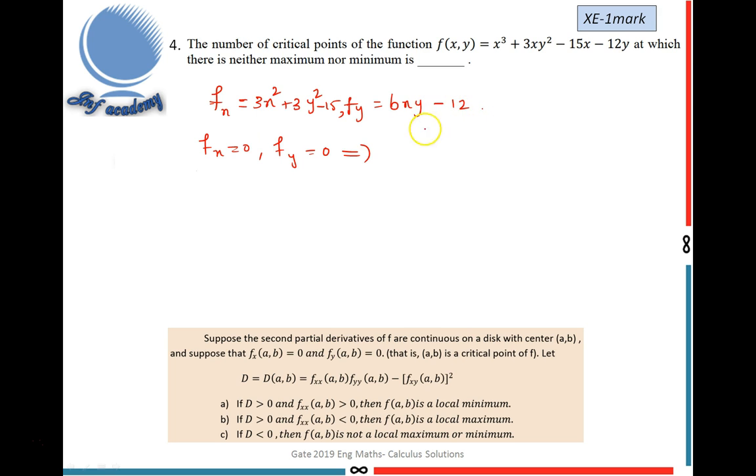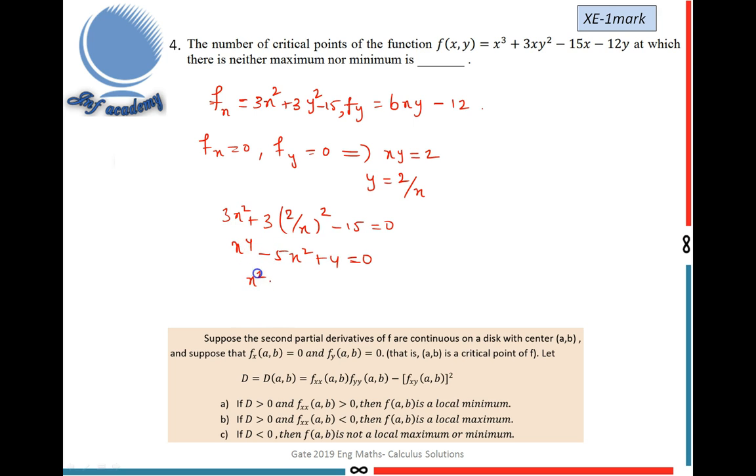fy equal to 0 gives 6xy equal to 12, that is xy equal to 12 by 6, 2, which gives y equal to 2 by x. Substitute the value of y equal to 2 by x in the fx equal to 0 equation. I got 3x square plus 3y square, where y square is 2 by x whole square, next minus 15 equal to 0. I simplify this equation. Finally, I got the equation x power 4 minus 5x square plus 4 equal to 0. This is a polynomial of degree 4.